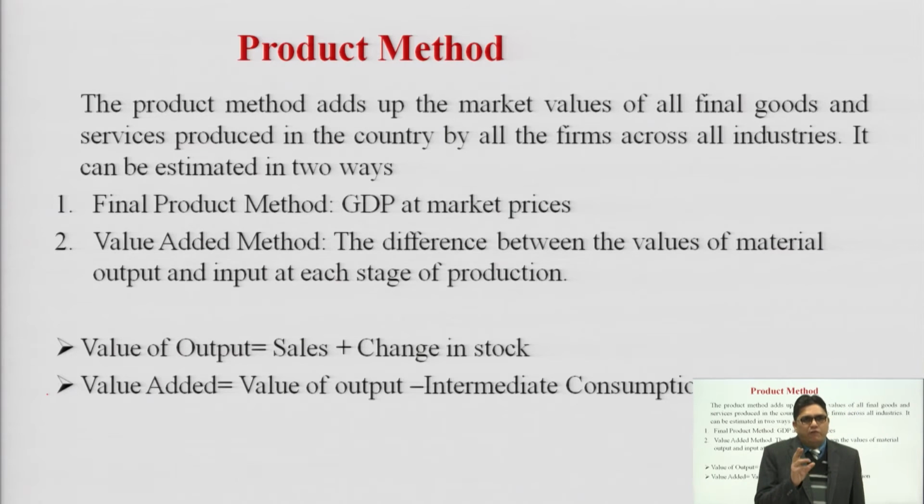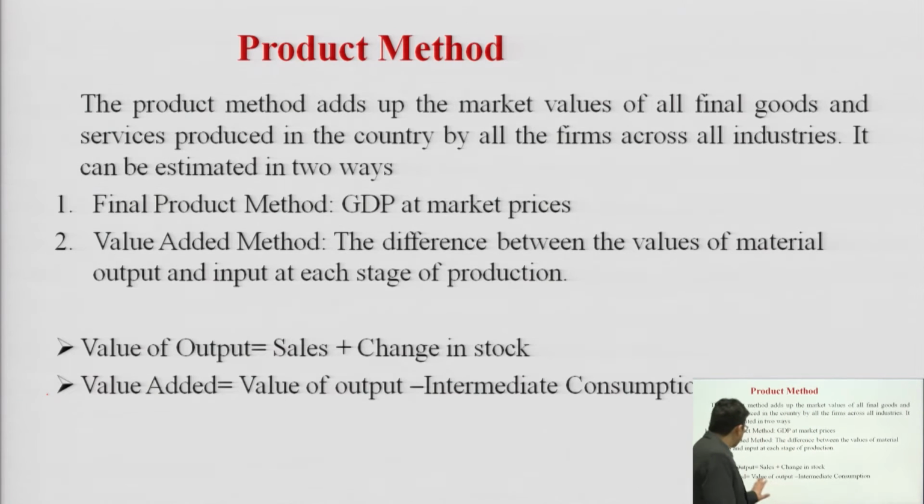There are two formulas which we will be using in the product method. First, the value of output, which is sales plus change in stock. How can we calculate the change in stock? It is closing stock minus opening stock. In the question, either the change in stock can be given, or closing stock and opening stock can be given. Next, the value added is calculated as value of output minus intermediate consumption.